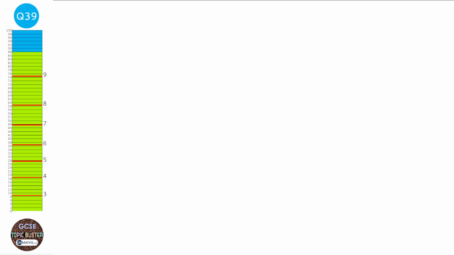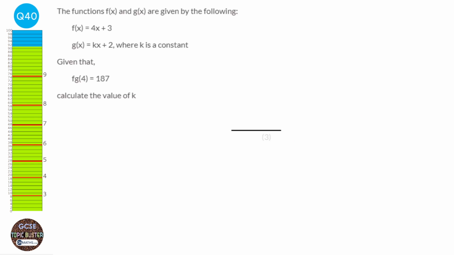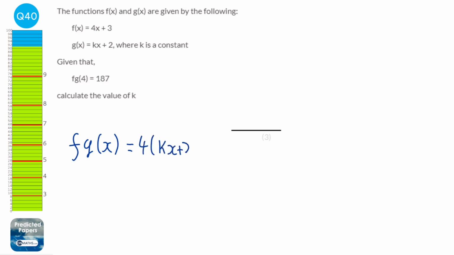36.87 degrees. We're going to first of all work out what the function fg of x is. And to do that, what we're going to do is just feed in the value of g of x, the function, the kx plus 2. We're going to feed that in as the value of x in the f of x function. So instead of 4x, it'll be 4 lots of kx plus 2 and then plus 3.